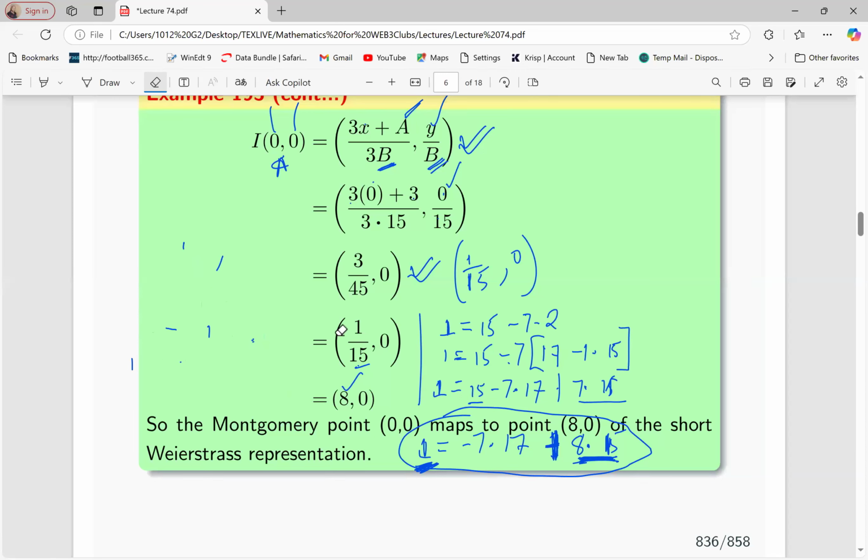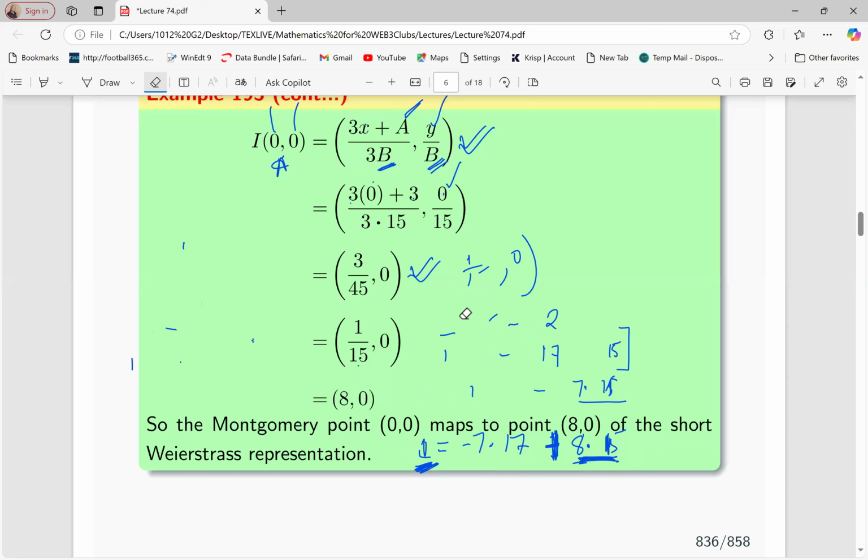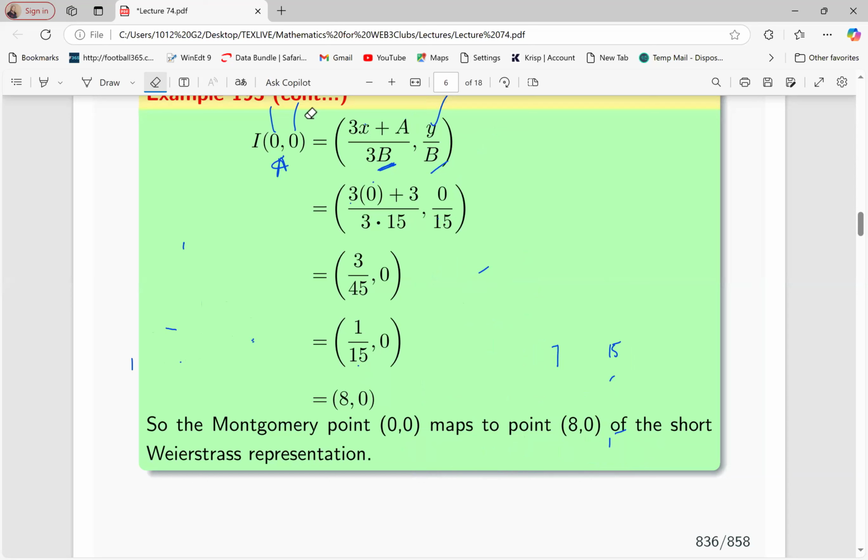So we've just seen that a point (0, 0) on the Montgomery curve would be mapped to (0, 8) on the short Weierstrass. Of course, we had already said that the point at infinity will be mapped to the point at infinity, so we have no problem with that. But we need to map all the other points. We're just taking 2 points as an example so that you can do the rest. The formula is the same.